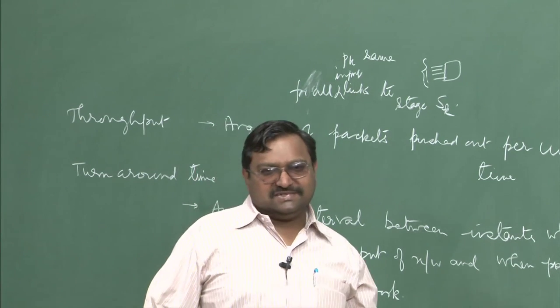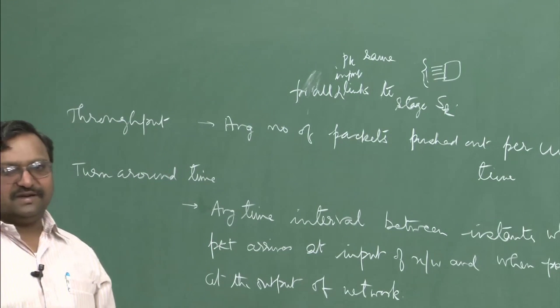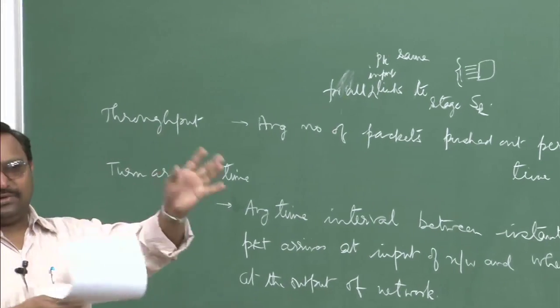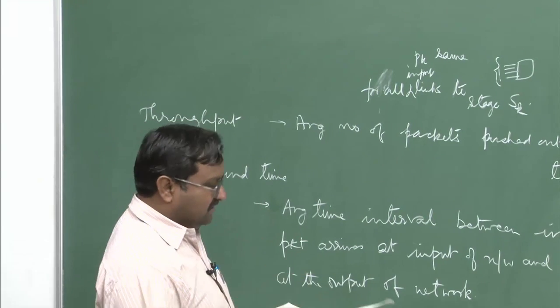So, statistically, every input port is technically the same. You just find out the probability at one place and use it everywhere, unless you have an asymmetric situation. It is a symmetric or uniform traffic condition here.